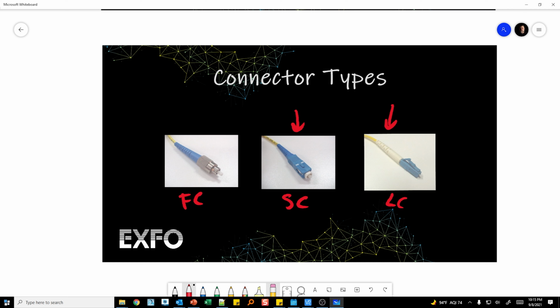So this is a threaded keyed connector here, and these are pluggables. It has a key on it, you insert it, you plug it in. And so that's essentially what those different connectors are.